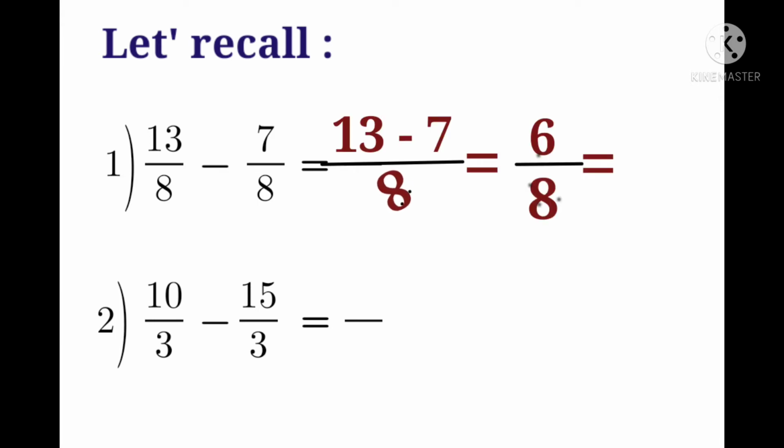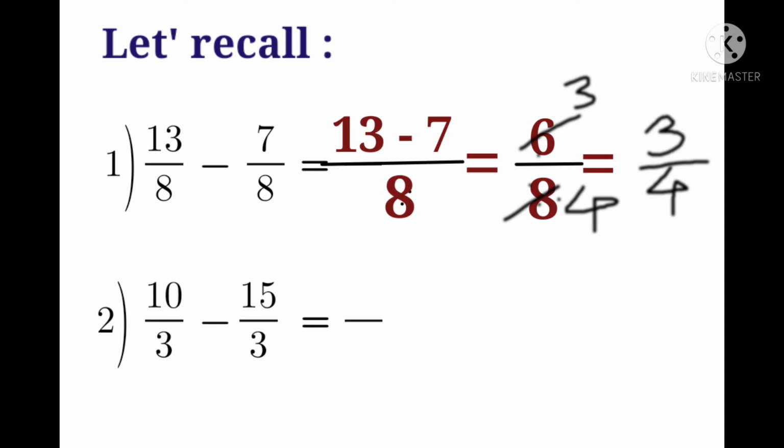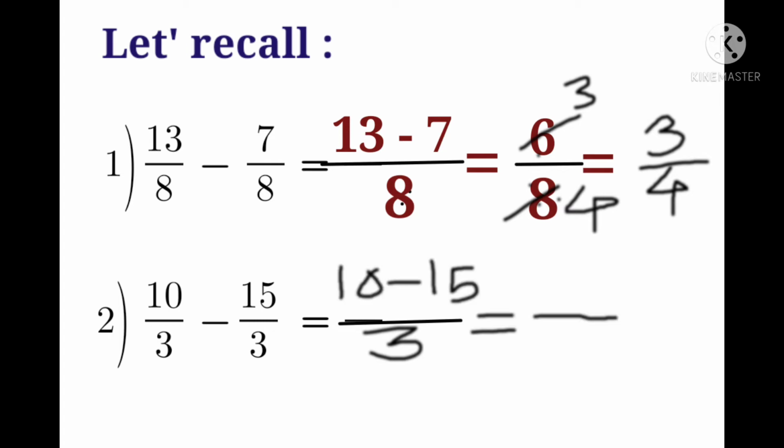Therefore our answer is 6 upon 8. You can write it in its lowest form, that is 2 threes are 6, 2 fours are 8. So the answer is 3 upon 4. Now let us move to the second problem. Here also you can notice that the denominator of both the fractions are same. So here again the denominator will remain as it is and numerators are subtracted, that is 10 minus 15. So the answer is minus 5 upon 3.